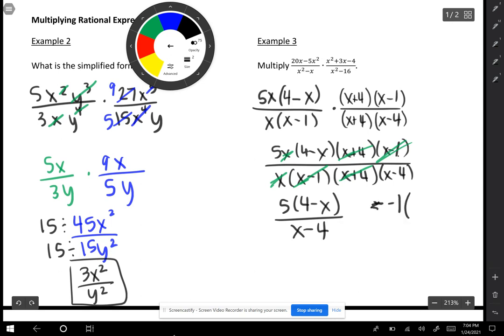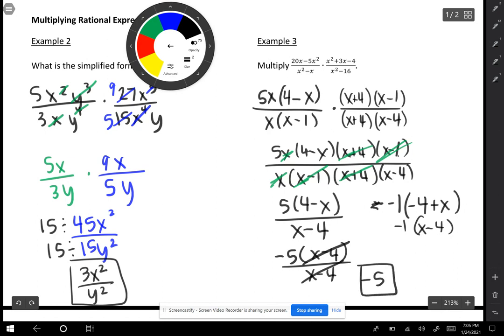well, if you factor a negative 1 out of 4, it becomes a negative 4. And if you factor it out of a negative x, it becomes positive x. So notice how you could rewrite that as x minus 4. Okay, so I'm going to take out the negative 1, which means it becomes a negative 5 times x minus 4 over x minus 4, which means I can now cancel out those binomials, and my final answer is negative 5.